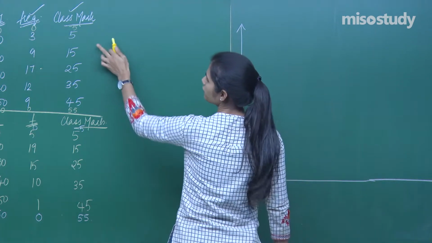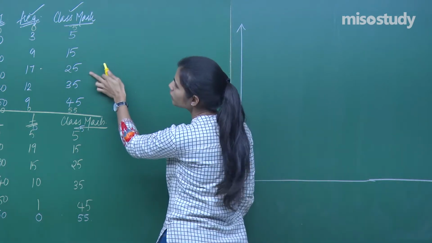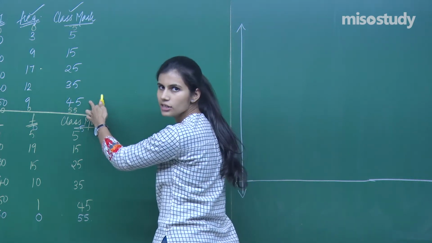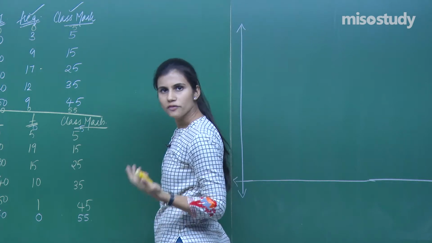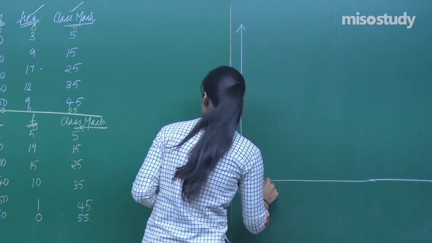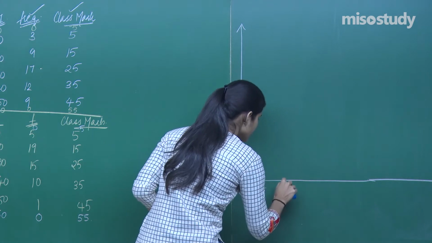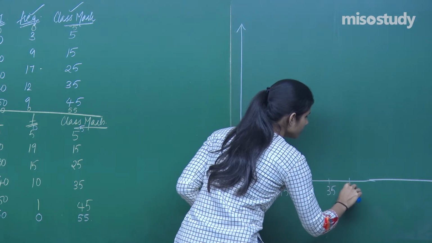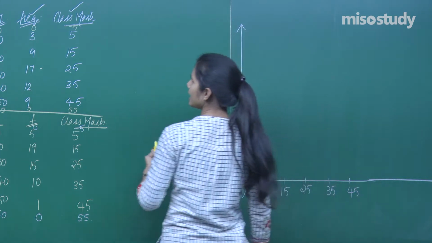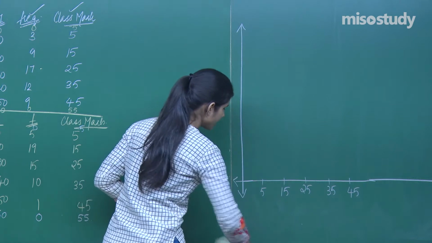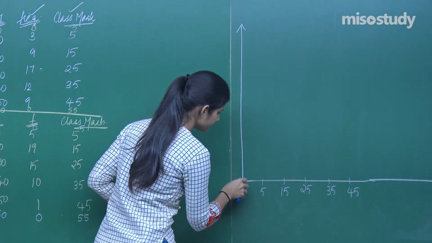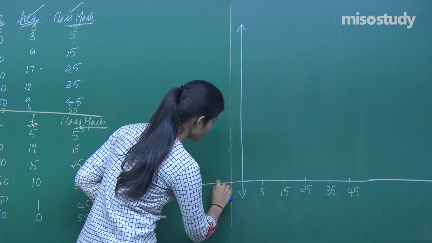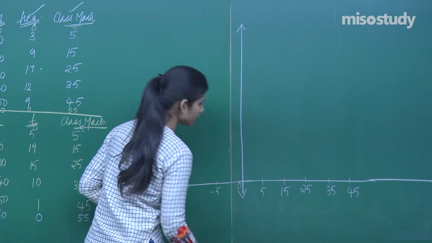What do you get? 5 to 15, what is the gap? 10. 15 to 25, what is the gap? 10. 25 to 35, what is the gap? 10, and 35 to 45, the gap is 10. So I just take one division of 10 units, that is going to resolve my problem. So I begin from 5, then 15, then 25, then 35, 45. Clear? And I also have to take -5. So -5 is going to lie somewhere here. This is your -5, this is 0.